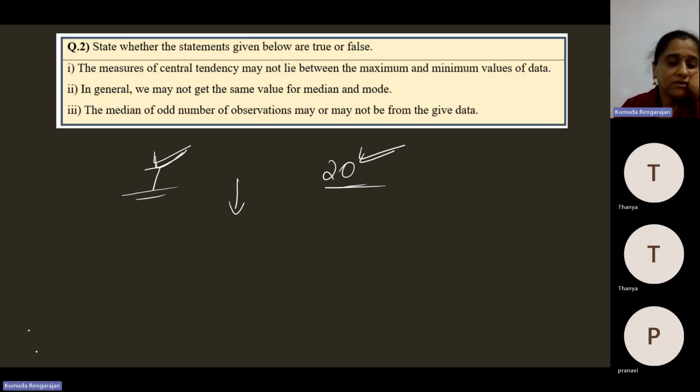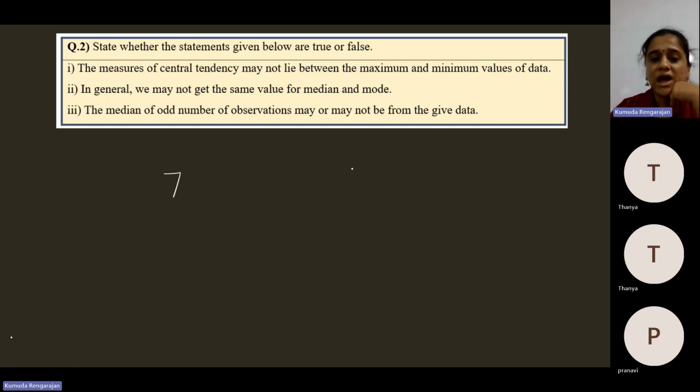See, we are considering the situation where 7 is the minimum value and 20 is the maximum value. Now, this maximum value 20 can be the mode if it happens the most number of times. 7 also can be the mode if it happens the most number of times. So mode can be the minimum value or the maximum value or anything between that.